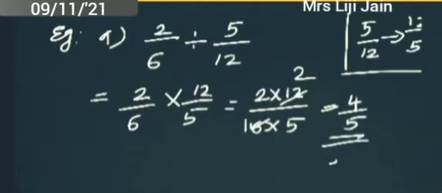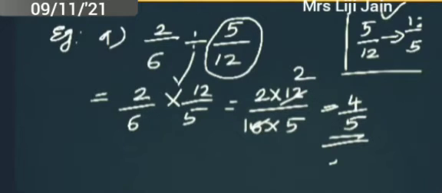What is the rule for dividing two fractions? Take the reciprocal of the denominator fraction. Here 5 by 12 is the denominator fraction and its reciprocal is 12 by 5, and division has to be converted to multiplication. So 2 by 6 into 12 by 5, 2 into 12 by 6 into 5, 6 2s are 12. So what remains? 2 2s are 4 in the numerator, and 1 into 5, 5 on the denominator. 4 by 5 is the final answer.